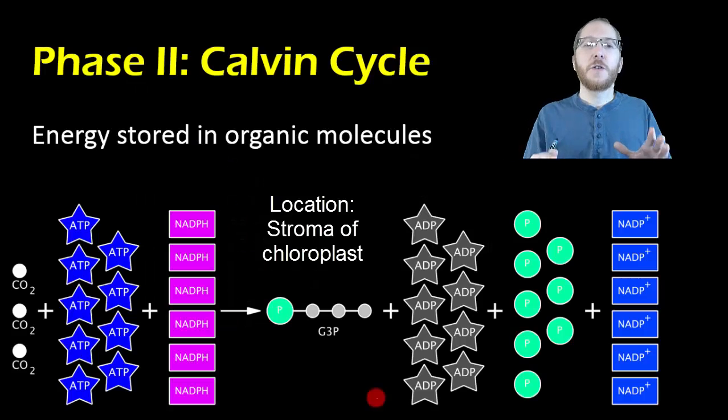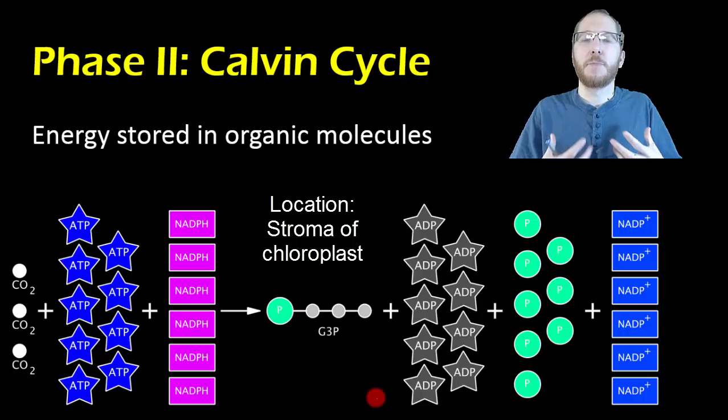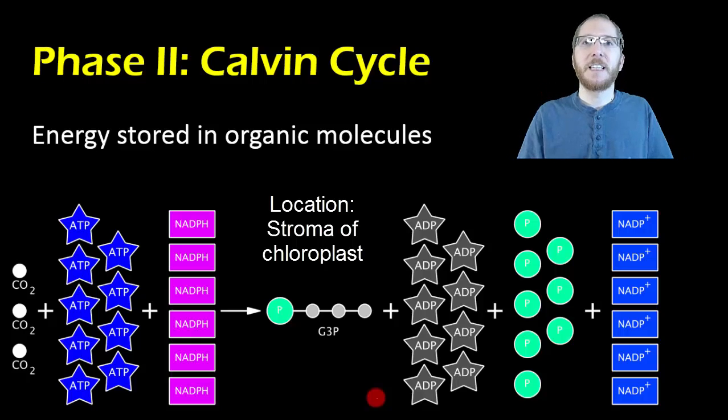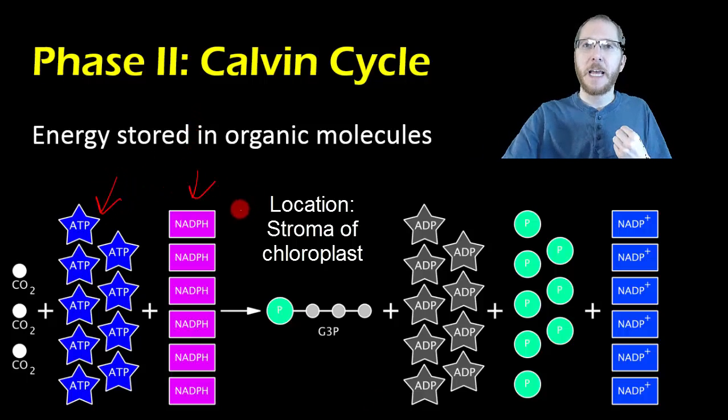So the Calvin cycle needs these energetic molecules because this is an anabolic, a building process. We're trying to stick molecules together to make them more organized, and that requires energy. So the whole purpose of the light reactions was just to give us the energy molecules we need, ATP and NADPH.